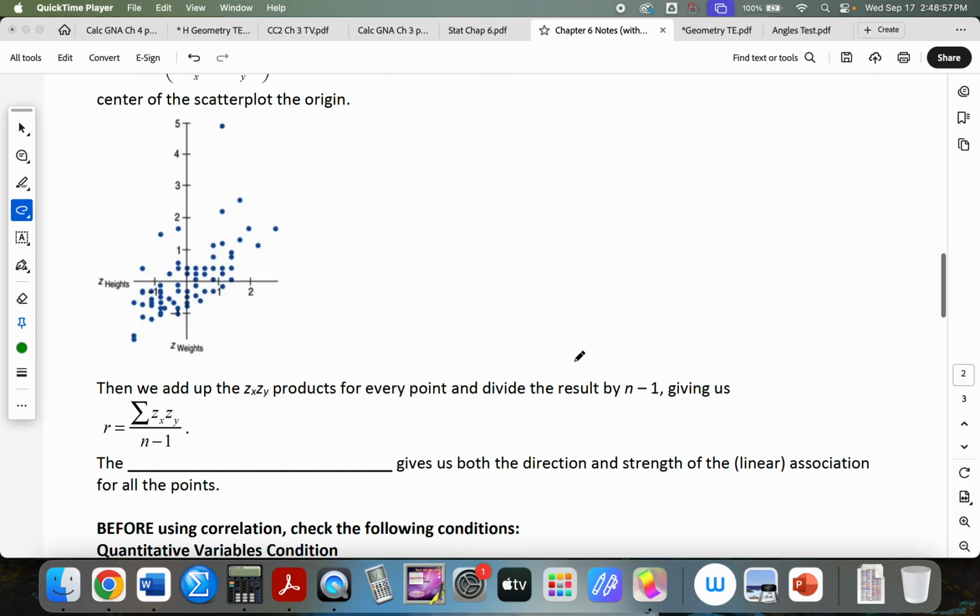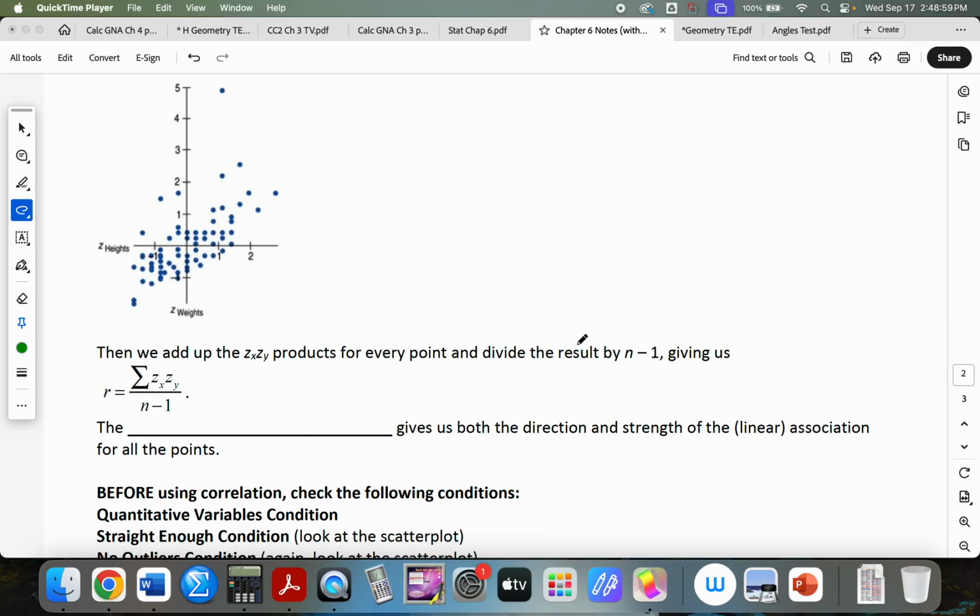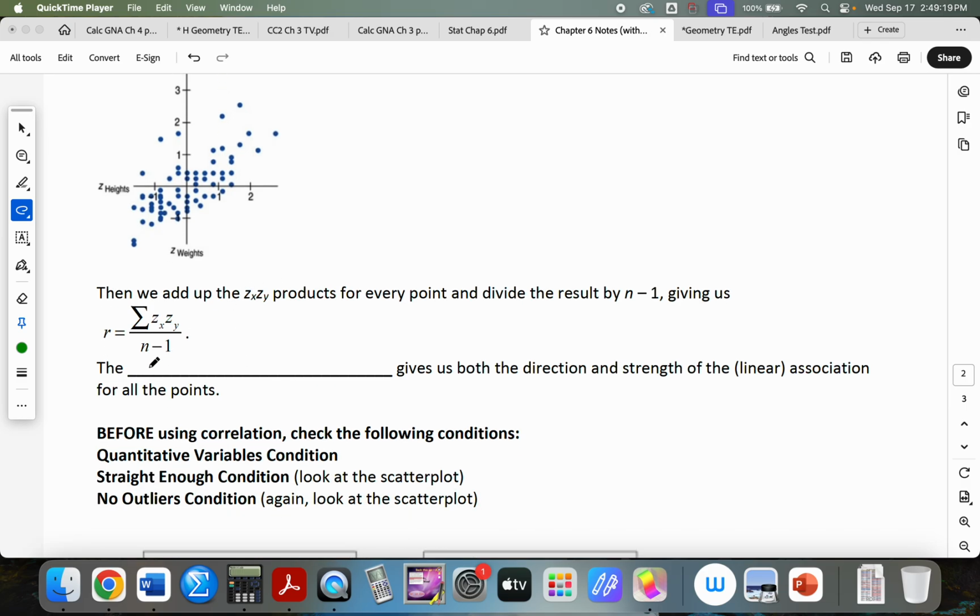So the way that we get R is we're going to take the sum of the product of those two z-scores for every point and then divide by n minus 1. Now this isn't something that you want to try and do by hand. It's awful. Okay? R is the correlation coefficient, sometimes just called the correlation.